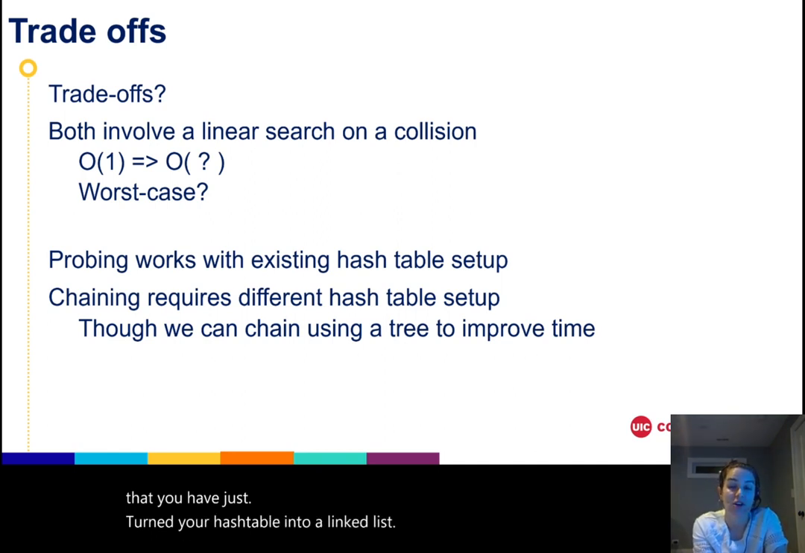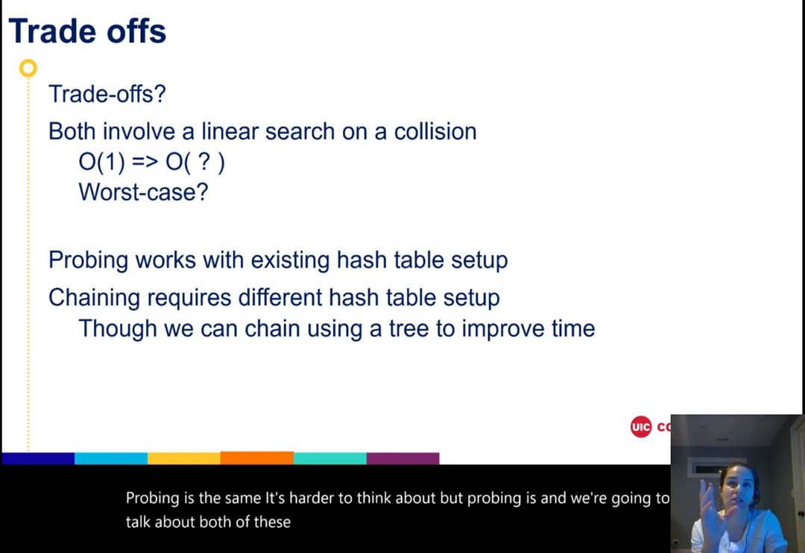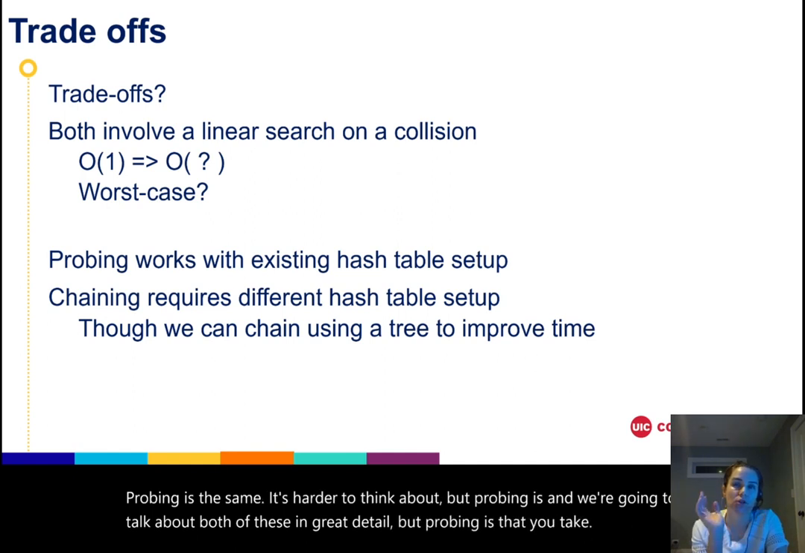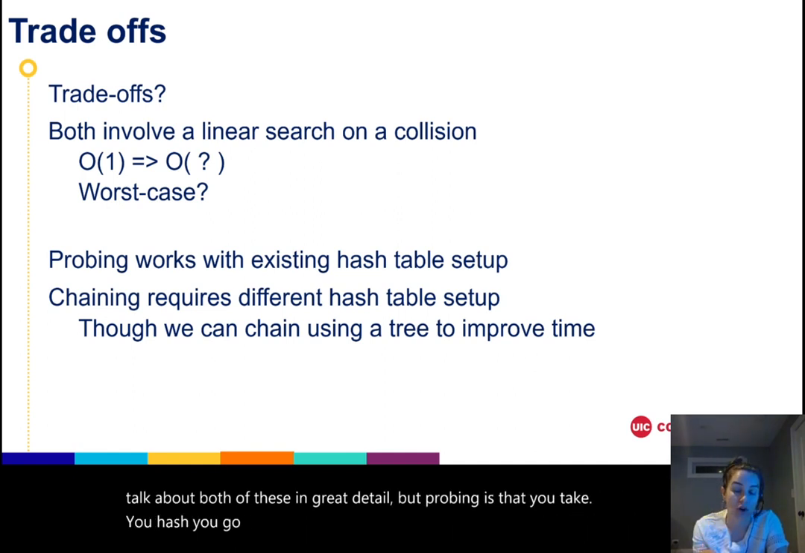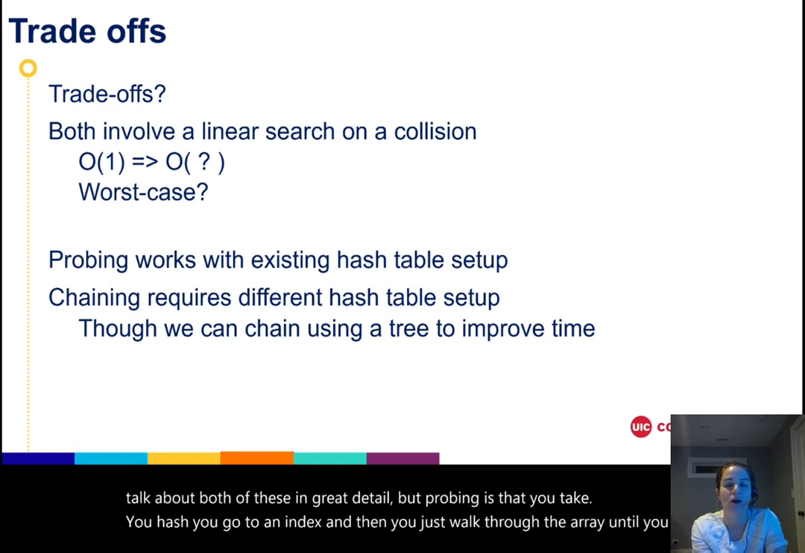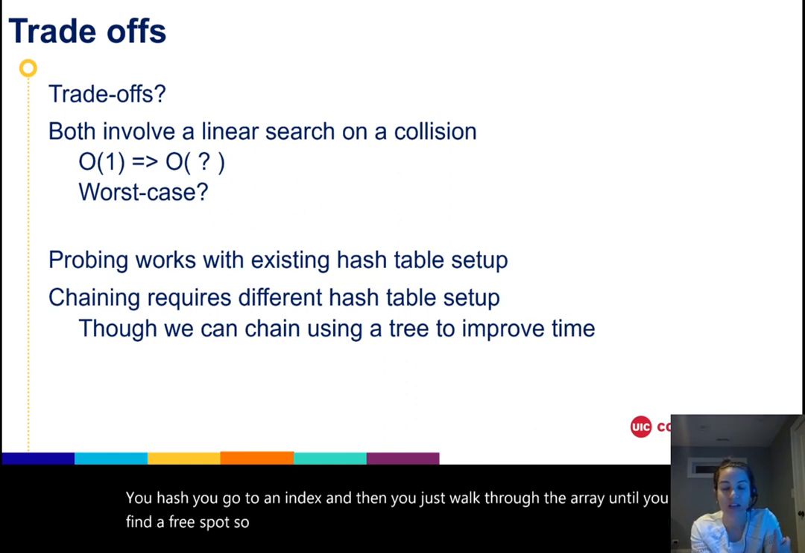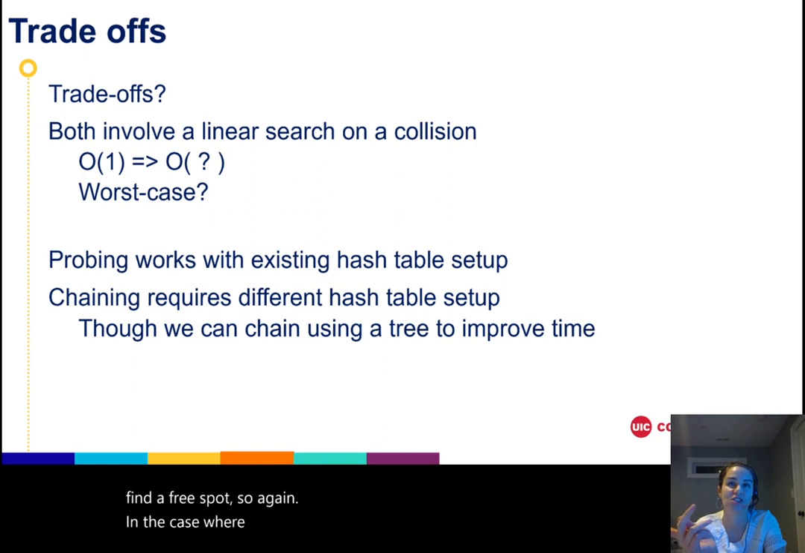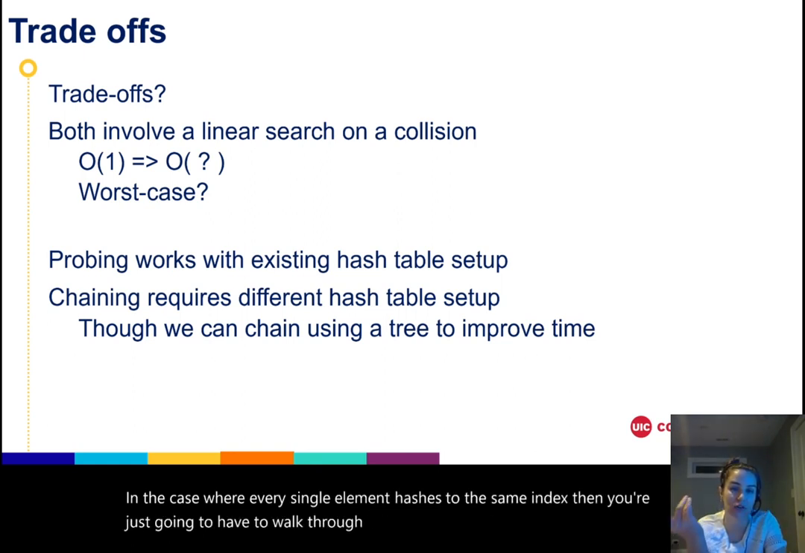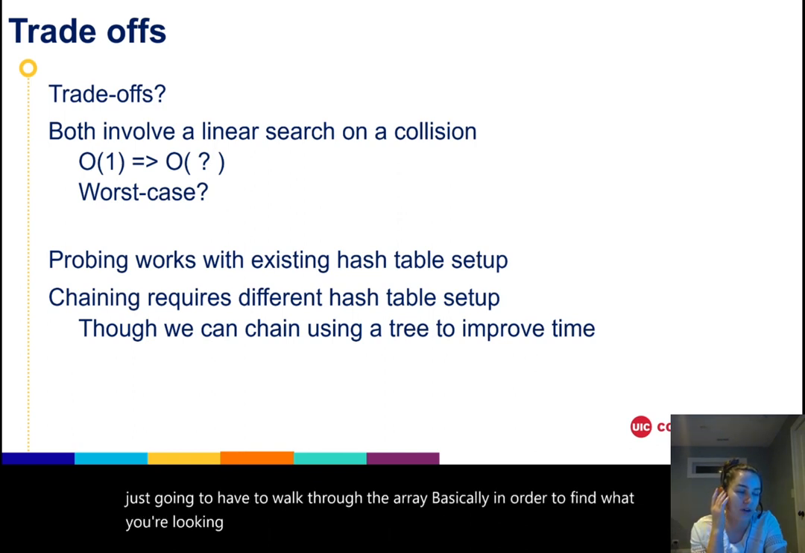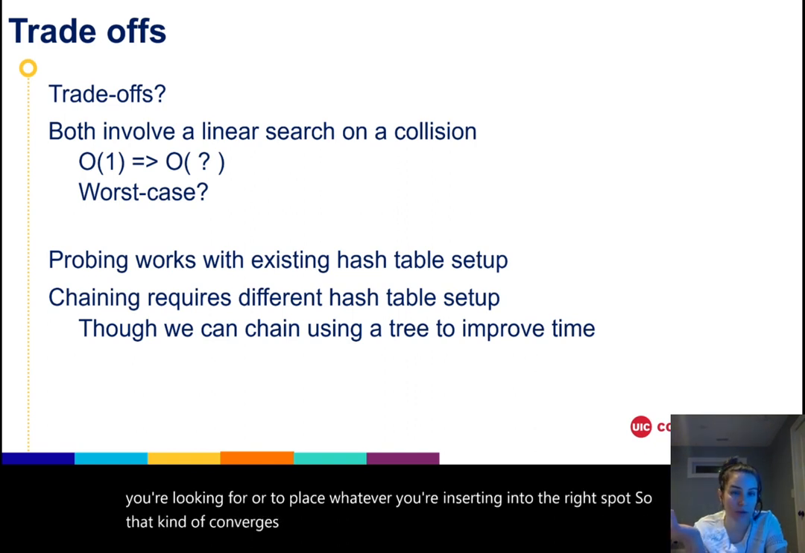Probing is the same. It's harder to think about, and we're going to talk about both of these in great detail, but with probing you hash, you go to an index, and then you just walk through the array until you find a free spot. Again, in the case where every single element hashes to the same index, you're just going to have to walk through the array in order to find what you're looking for, or to place whatever you're inserting into the right spot. So that converges to what an array would do. You're turning your hash table into an array.